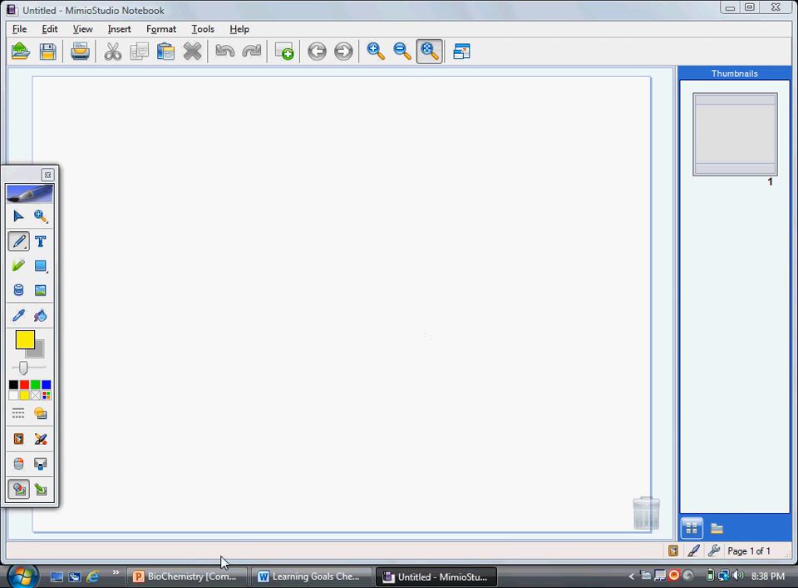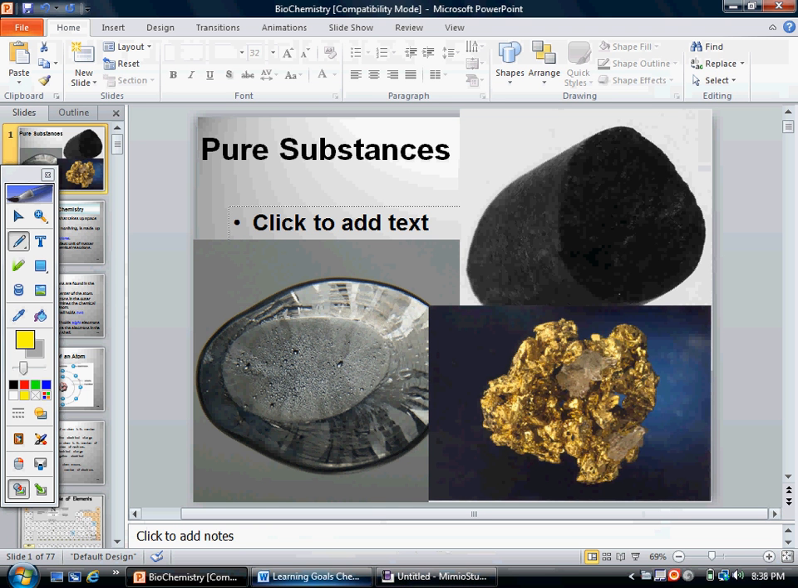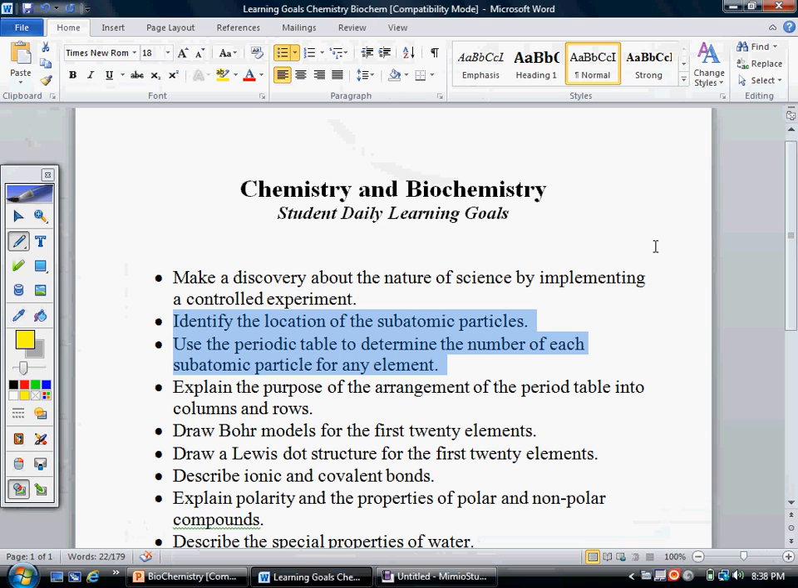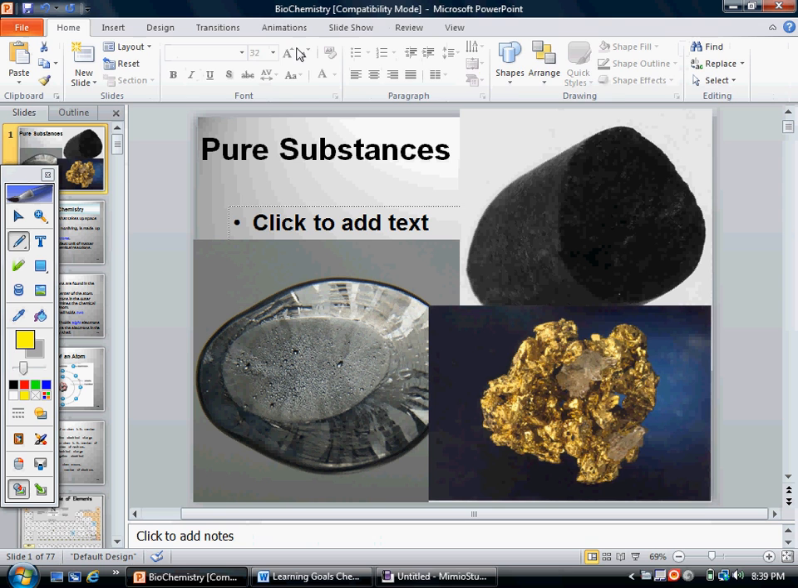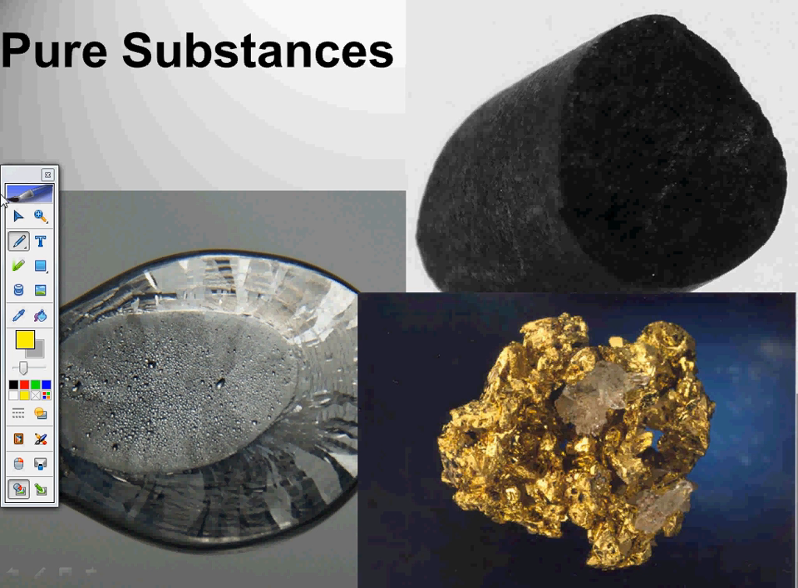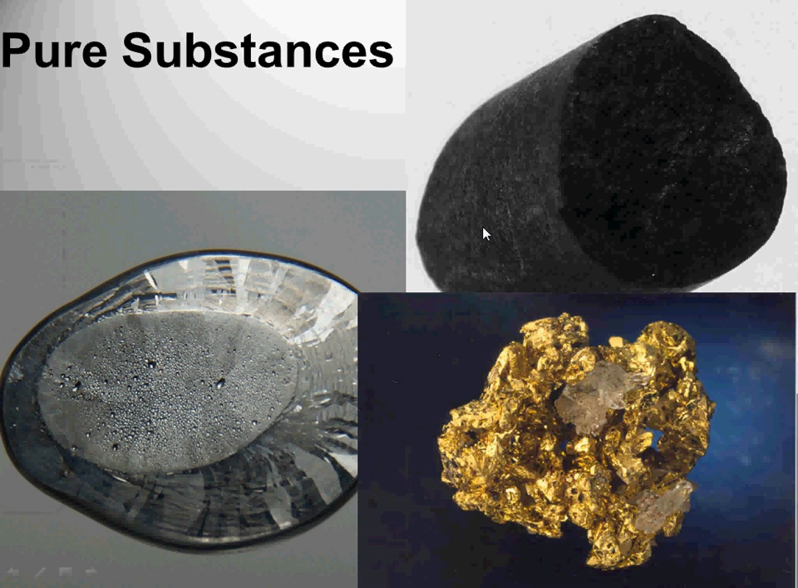In this first chapter, what we're going to discuss is some of the basics of chemistry. On your learning goals for this unit, there's two that I'm going to hit in this chapter. It's identify the location of the subatomic particles and use the periodic table to determine the number of each subatomic particle for any element. I'm going to use this slideshow to help me with my explanation of things. Let's start with pure substances.